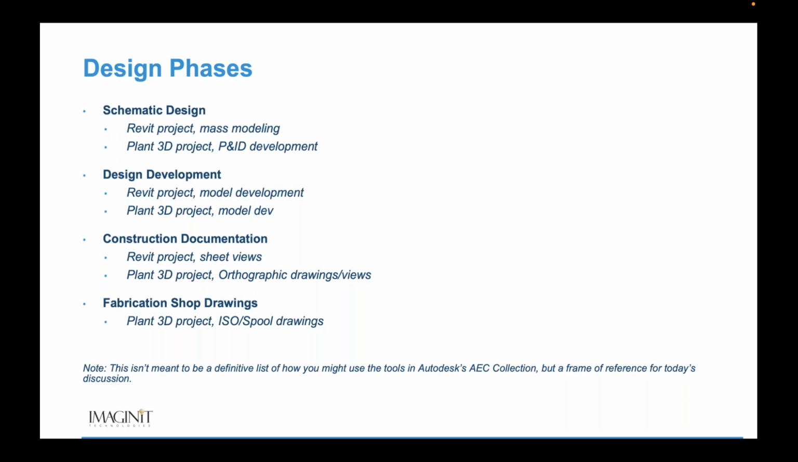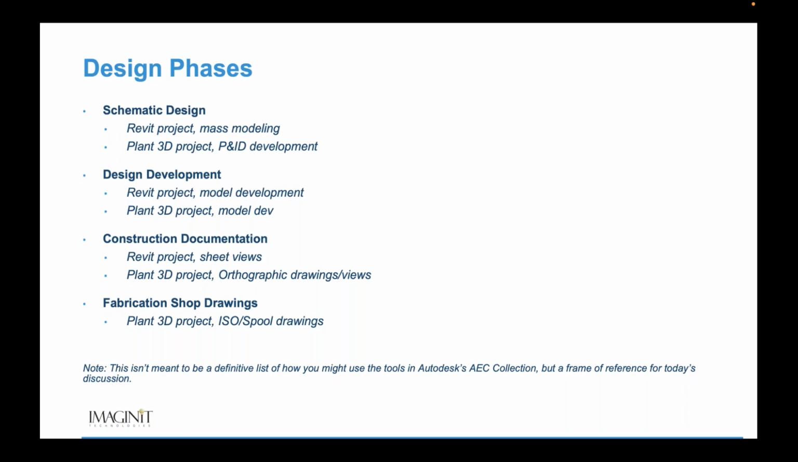When we get to the CD phase, we're talking about setting up views in Revit, and in Plant 3D, we're talking about creating orthographic drawings and projected views based on the model that we created. So at that point in time, we should pretty much be done with the decision-making process about the project, and that will change how we want to do our collaboration, so that we have the ability to do some things that some of the other options don't necessarily provide for us.